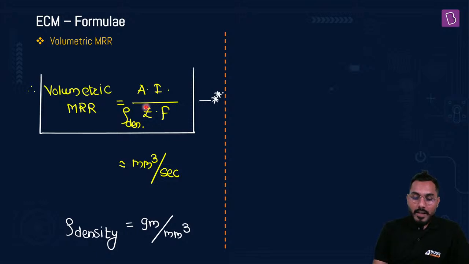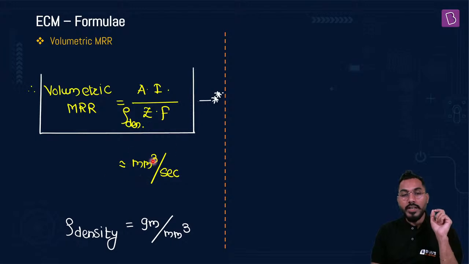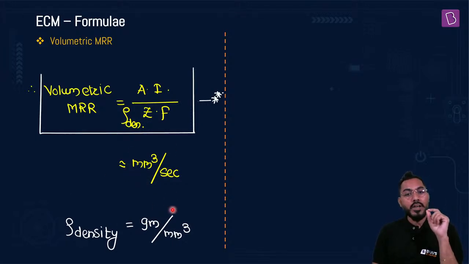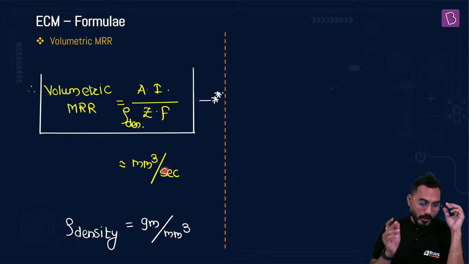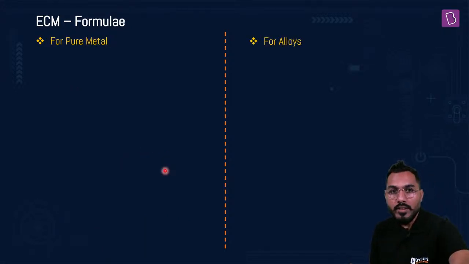So rho is exactly equal to density, and please understand that whatever the density value is, it should be written in terms of what? Density has to be in gram per mm cube, right? Fine. And if I put the density in gram per mm cube, my answer, that is volumetric MRR, will come in mm cube per second. Mm cube per what? Second. Is it okay, everyone?